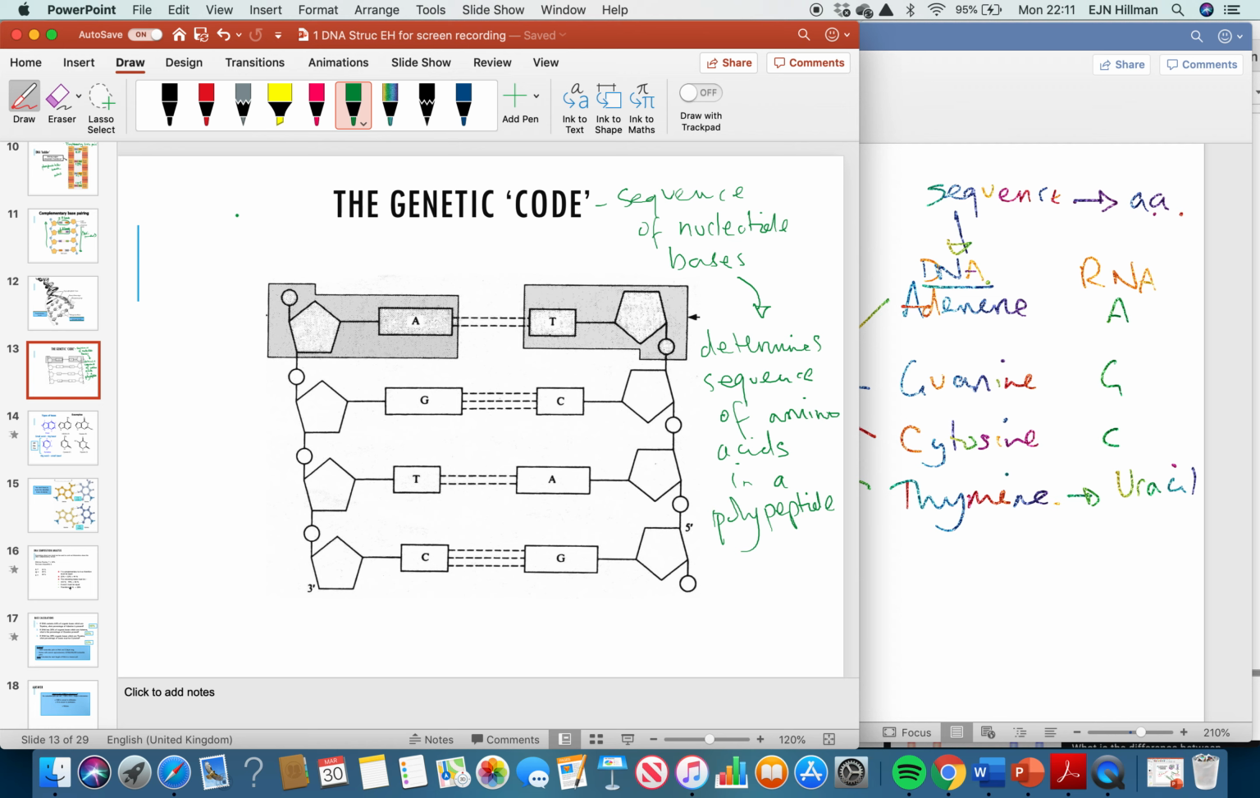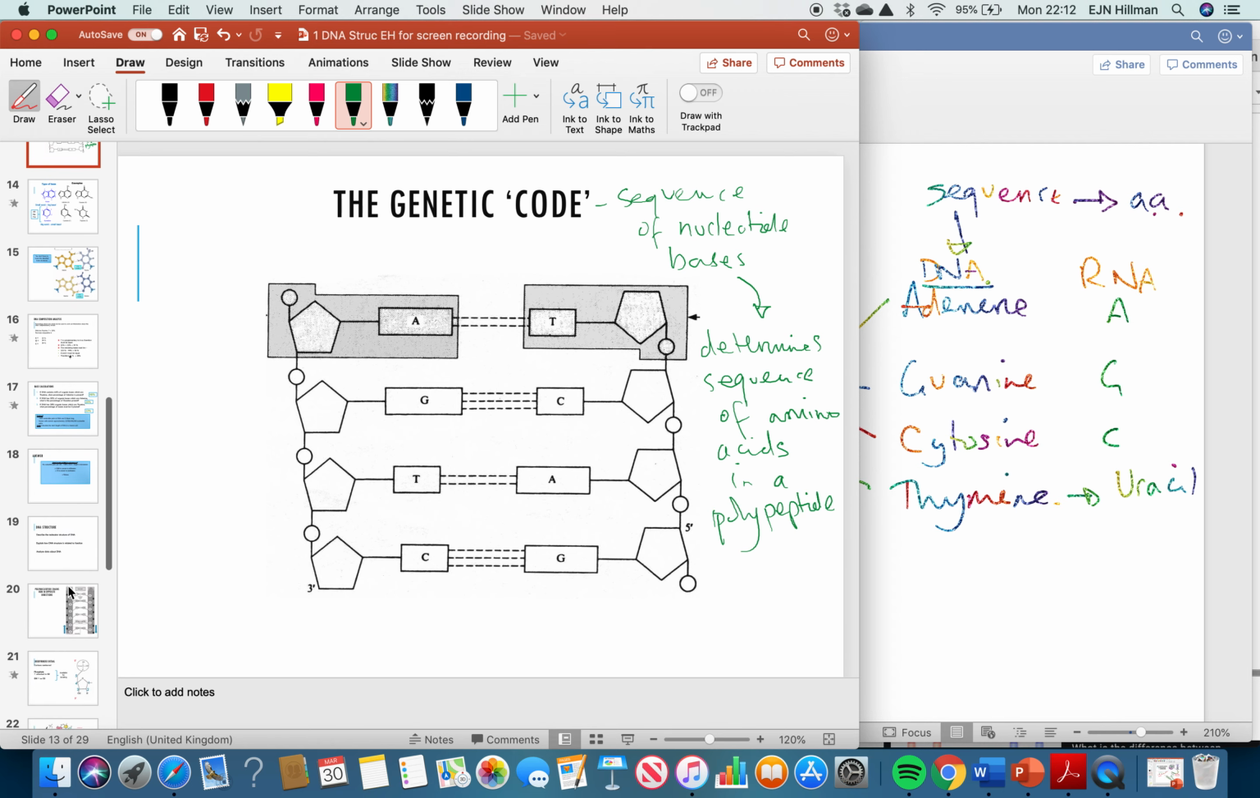One really common error, and I hope none of you ever make this error, is to say that the DNA is made up of a protein. That is just absolutely wrong. The DNA, or the sequence of nucleotide bases, may determine the sequence of amino acids in a protein, but they are not the same thing.